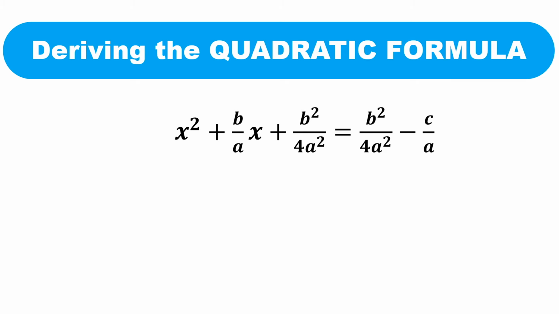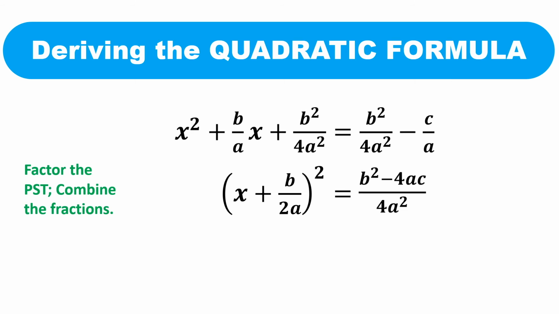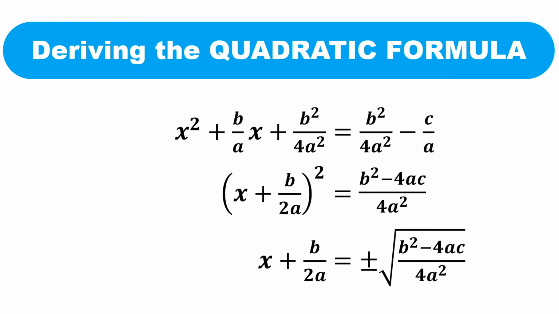Factor the PST on the left and combine the fractions on the right. This will result to the quantity x plus b over 2a squared is equal to b squared minus 4ac all over 4a squared. Then apply the square root property by extracting the square root of both sides of the equation. This will result to x plus b over 2a is equal to plus or minus the square root of b squared minus 4ac all over 4a squared.